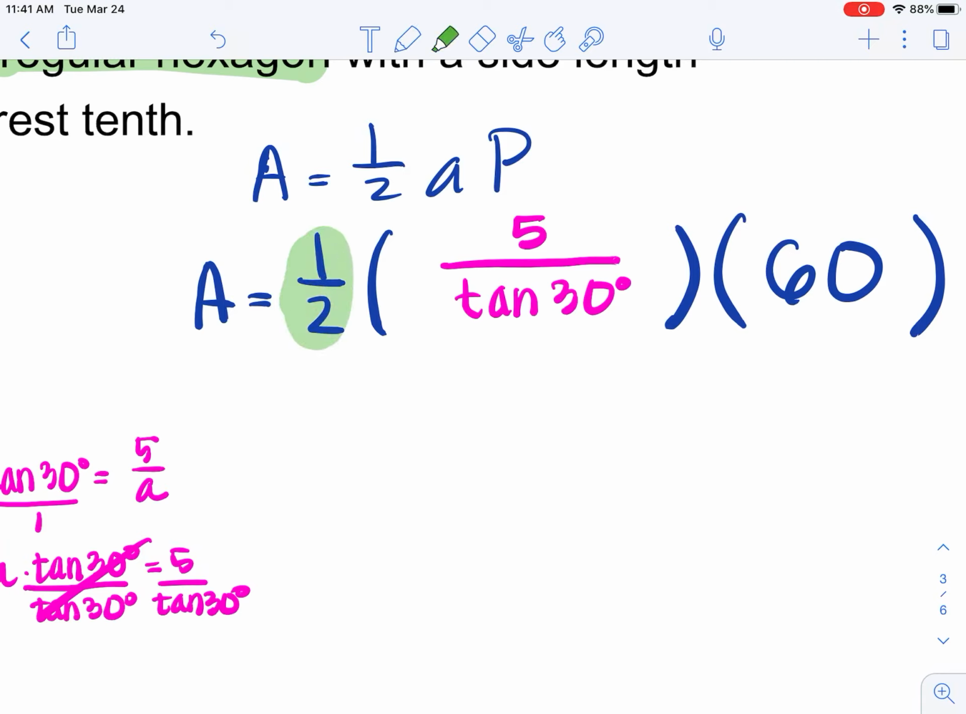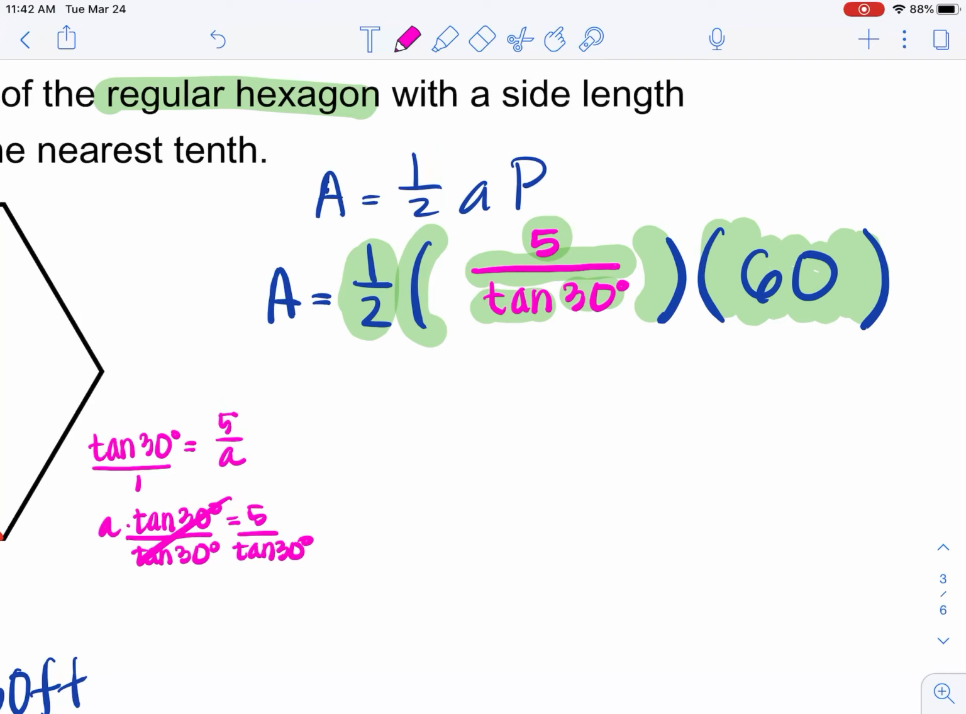Okay, I'm ready to type this in my calculator. So how I would type it is I would type 0.5, parentheses 60, close the parentheses. I just like typing that first. Then I would do parentheses 5 divided by tangent 30, close the parentheses. Hit enter. You should be practicing this in your calculator, so if you don't have your calculator, go ahead and pause the video and then go get your calculator and try it out.